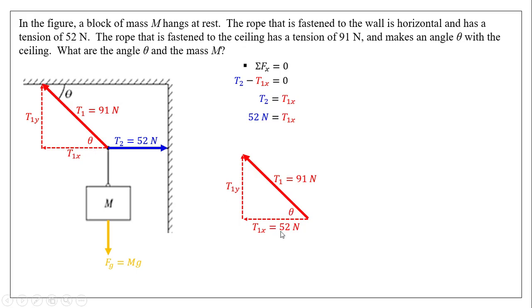Here to find theta, we have two legs: the adjacent leg and the hypotenuse. So right away, even though I don't know what T1y is, I don't really care. To solve for theta, all I need is two of these legs. I have the hypotenuse, I have the adjacent.